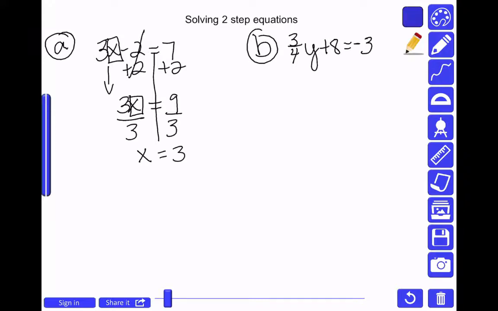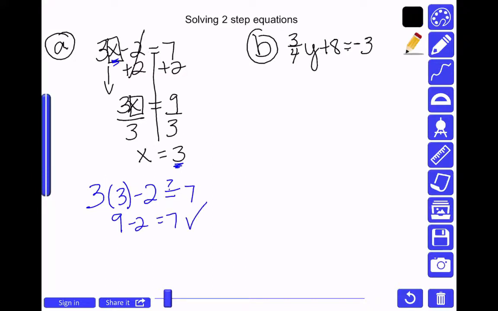Remember, I can now go plug this back in for the x in the original equation. So 3 parentheses 3 minus 2, does that equal 7? 3 times 3 is 9, minus 2 is 7, so that is the correct answer.